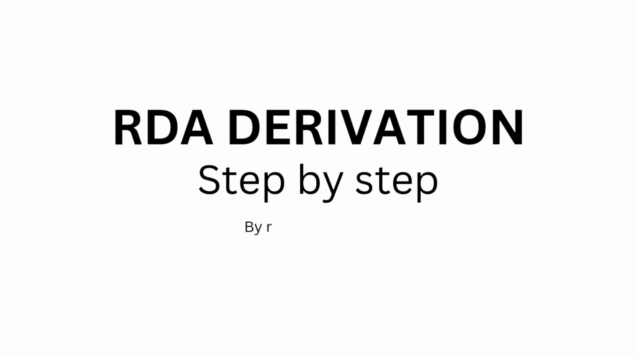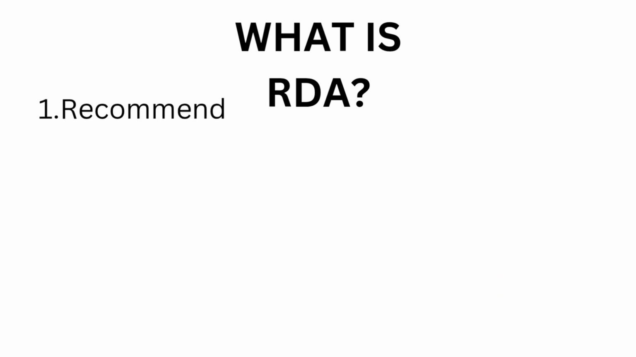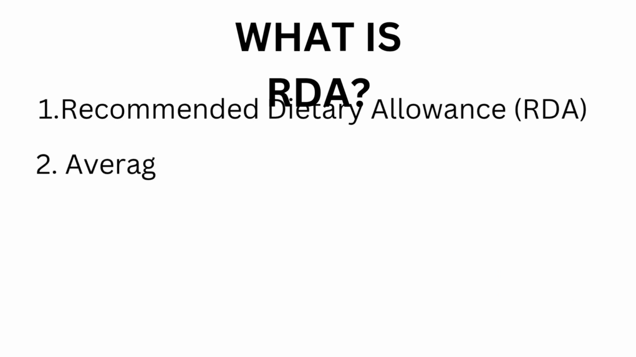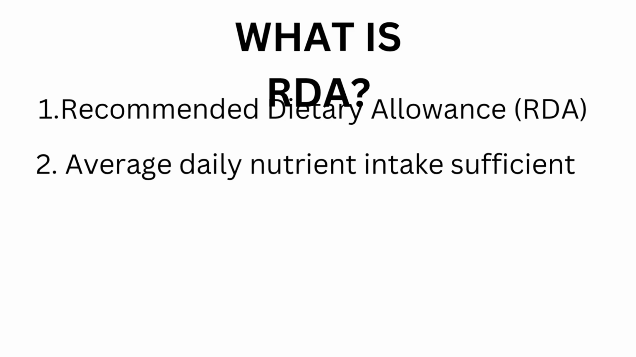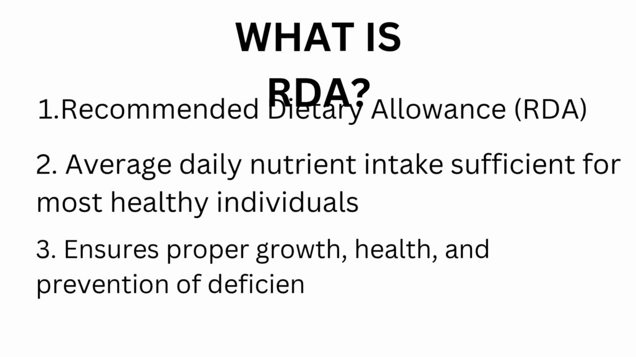In today's video, I will be teaching you how to calculate RDA. So, what is actually RDA? RDA stands for Recommended Dietary Allowance. It tells us the average amount of a nutrient a healthy person needs per day. We use it to make sure the body grows well, stays healthy, and doesn't develop deficiencies. Basically, it's like a daily guide for how much energy and nutrients you should get from your food.